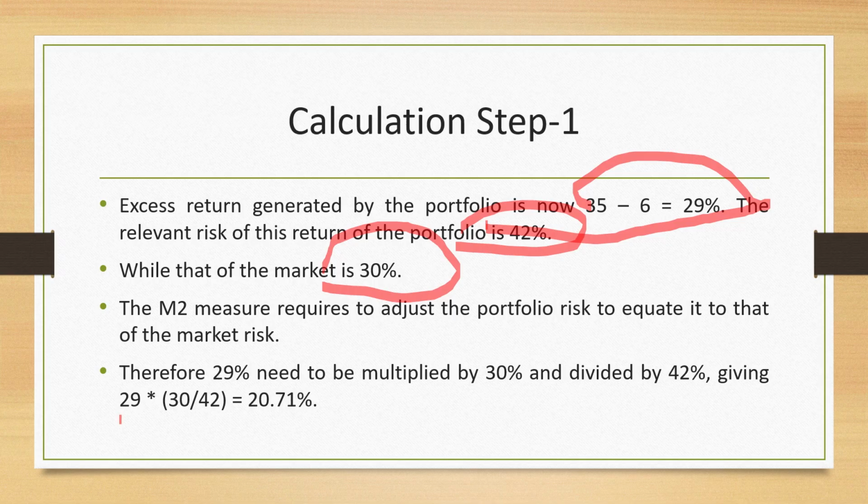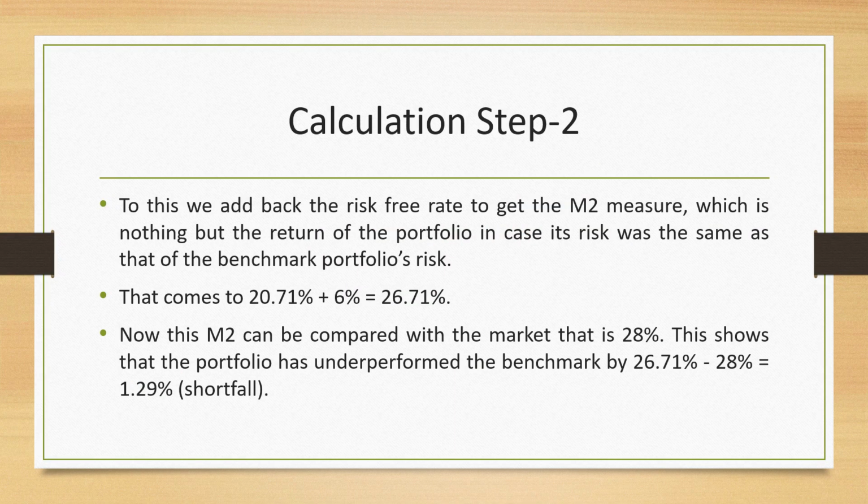So 29, which is the excess return, multiplied by 30 upon 42 gives us 20.71% as the value, and we need to add back that 6% risk-free rate here, right? So once we add back the 6% risk-free rate, what do we get? We compare it now. To this, we add back the risk-free rate into the M² measure. That is what I did in the previous slide. So what is the return? 26.71. Now this 26.71 risk-adjusted return of the portfolio is lower compared to the 28% return of the market.